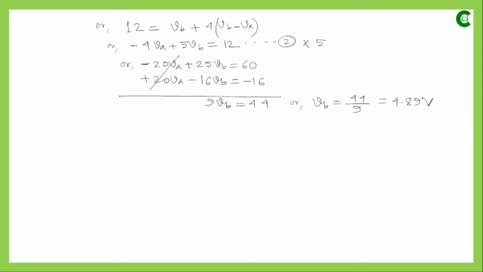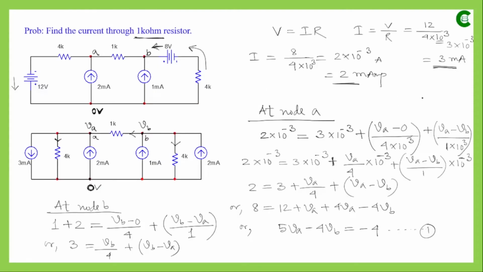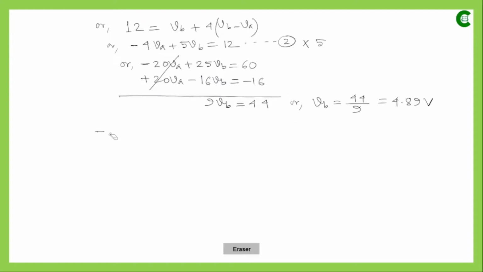So this is the potential of point B. What we need to find out finally is the current through the 1 kilo ohm resistor. So we have to find out the potential of point A also. The equation was minus 4VA plus 5VB, and that was equal to 12. So if we write it this way, if we take 4VA on the other side, it will be 4VA equals 5VB minus 12.